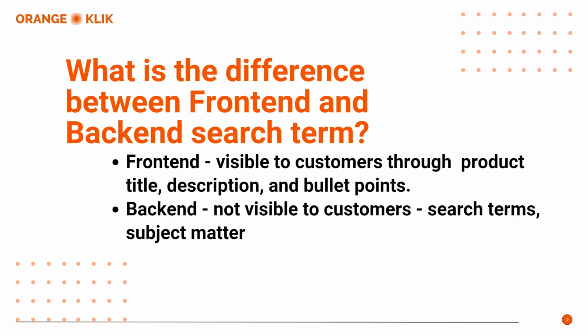What is the difference between front-end and back-end search terms? Search terms are what the customer types in the search bar when looking for a product. Front-end keywords are the ones we see in the product title, description, and bullet points. Amazon matches customer search terms to your keywords when deciding whether to show your ad, and that includes the back-end search terms, which are equally important even though they are not visibly written in your product listing.